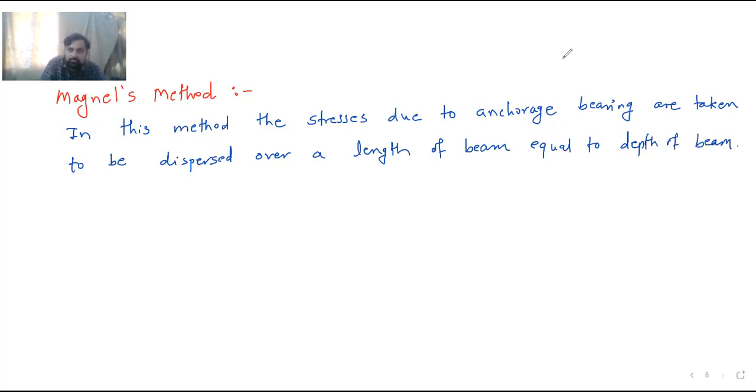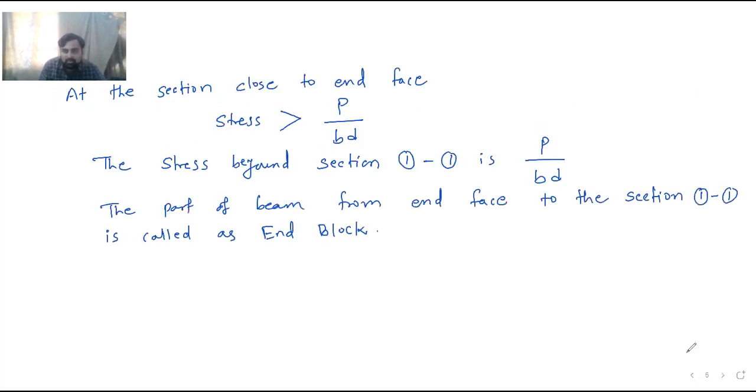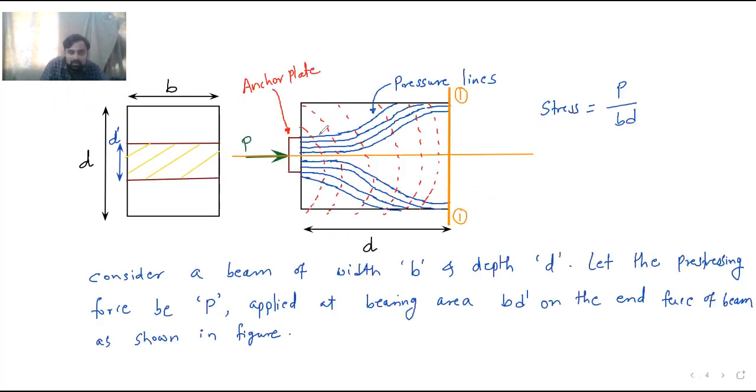So the same theory is here. Just what is the difference? If you see this diagram, this is the dispersion of the stress. We have shown the dispersion of the stress in a non-linear way. But what does Magnel say? He says the stress is getting dispersed in this end block, and the angle of dispersion is 45 degrees. So for dispersion, if I show the line, it will be like this, and this angle is 45 degrees.